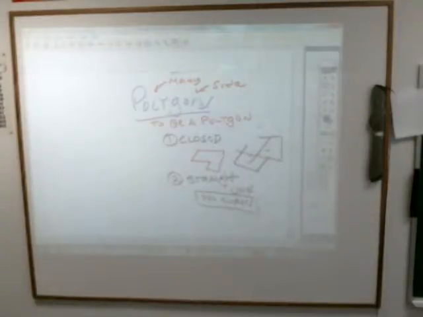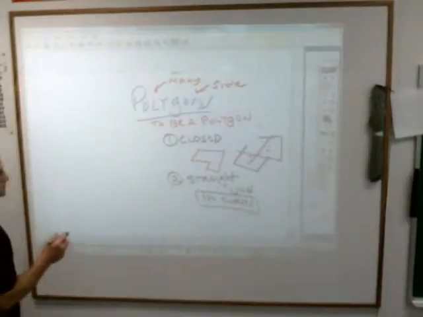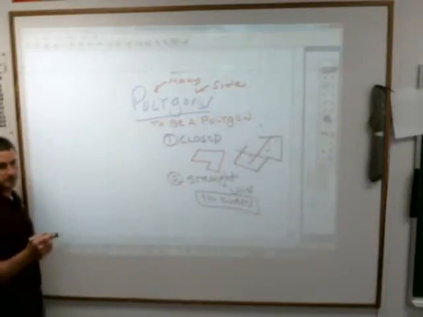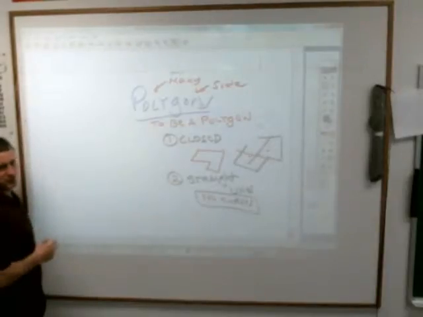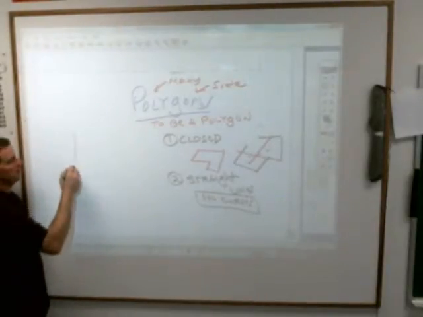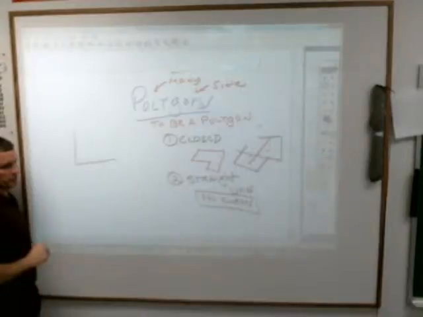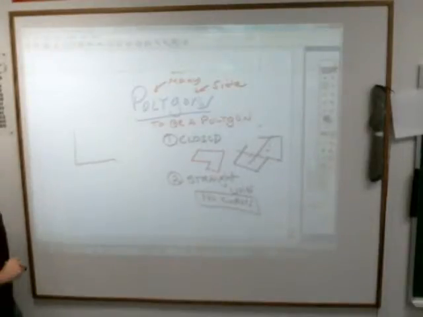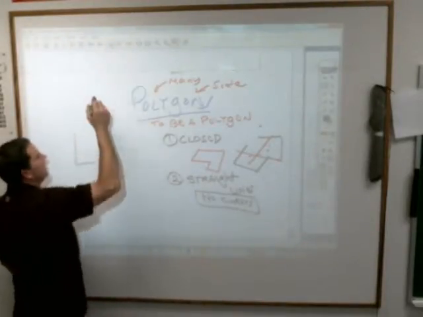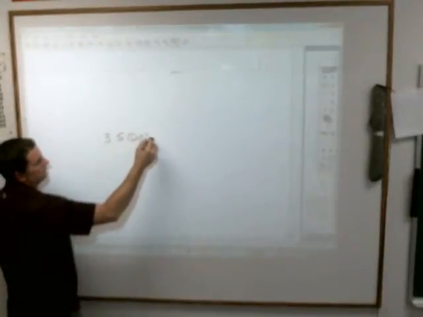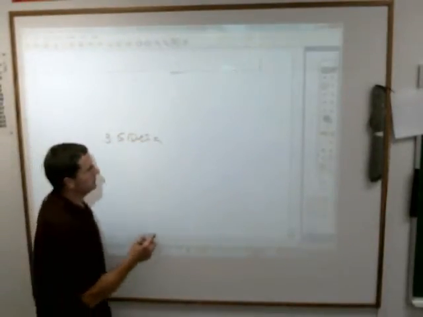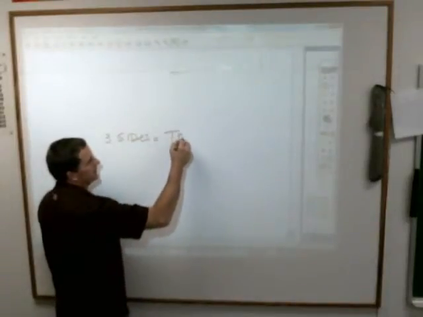A two-sided polygon is nothing. You can't have a two-sided polygon, right? Because there's no way to close it in with two sides. They're both straight lines. So we start with three sides, and we call that a triangle.